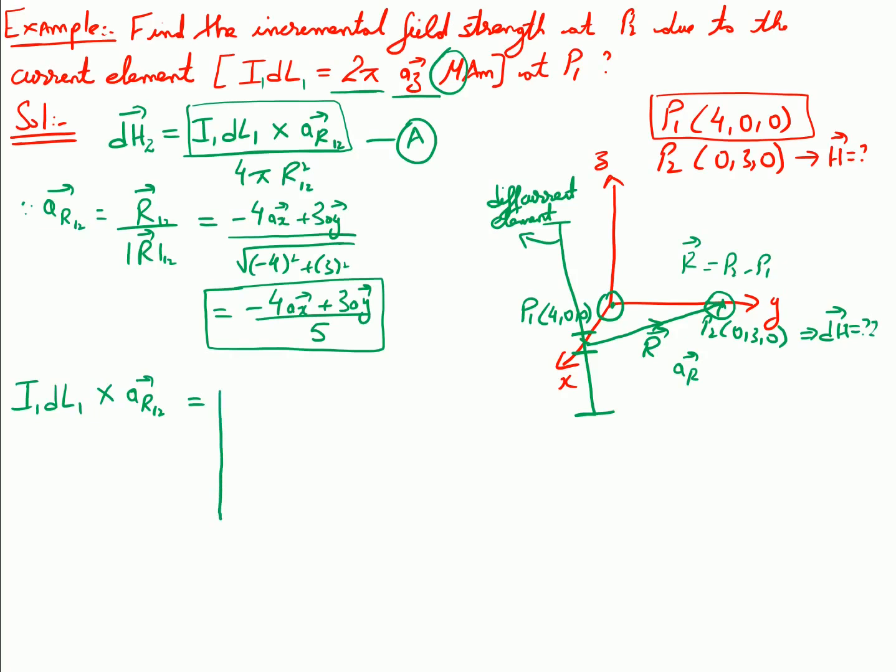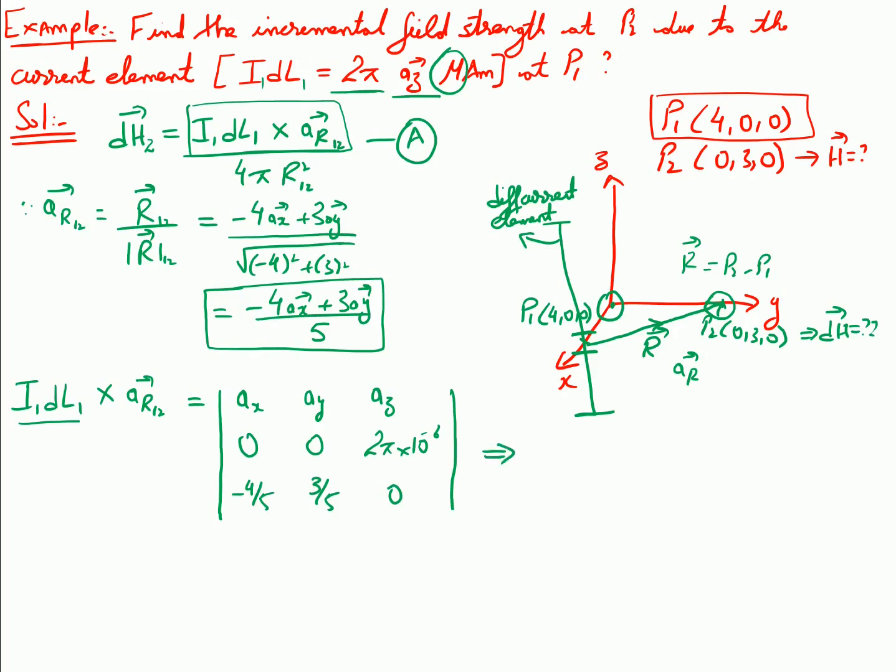As it is along the rectangular coordinate system, we are going to have A of x, A of y, A of z, the components of ax, ay and az for I1 dl1. So it is going to be 0, 0, and then we have 2 pi into 10 raised to power minus 6, because only the z component is given. Then for the unit vector, we'll have minus 4 by 5, 3 by 5, and then 0. So this is the matrix that we have formed, and then we can apply the determinant of it.